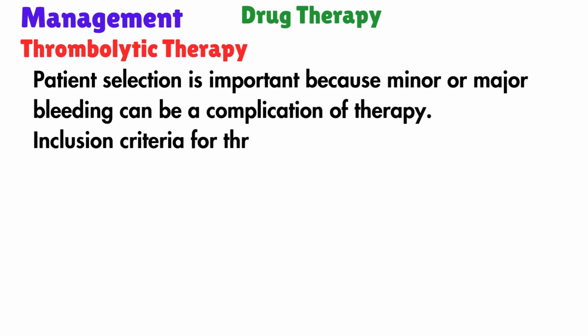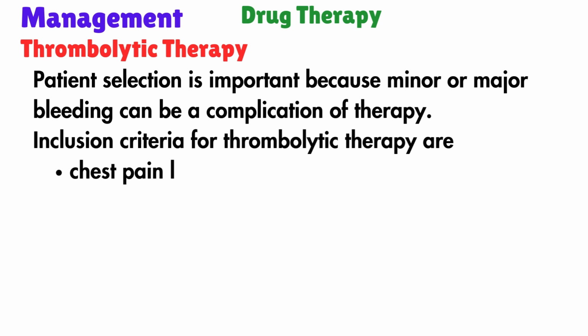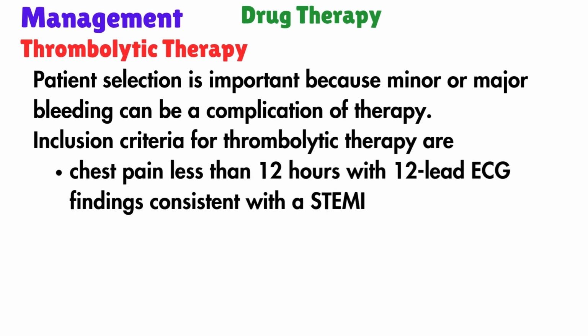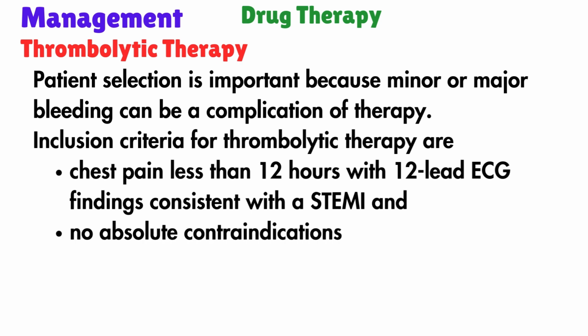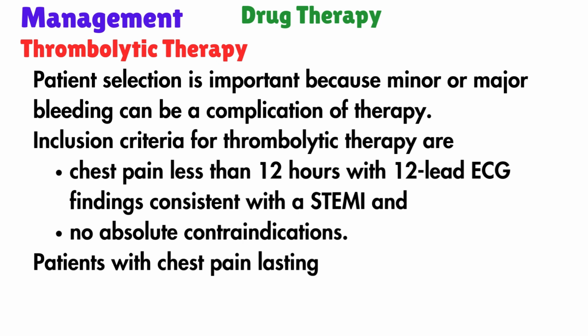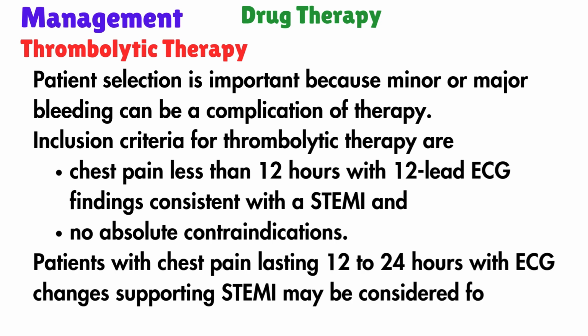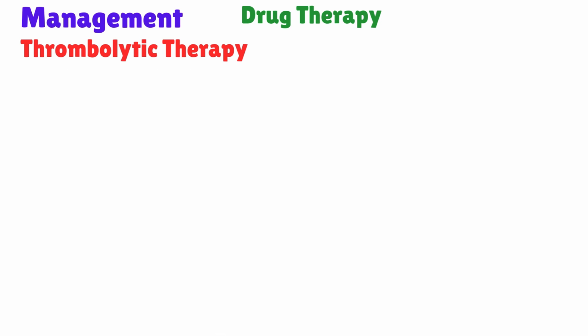Inclusion criteria for thrombolytic therapy are chest pain less than 12 hours with 12 lead ECG findings consistent with STEMI and with no absolute contraindications. Patients with chest pain lasting 12 to 24 hours with ECG changes supporting STEMI may be considered for thrombolytic therapy. We will see the procedure, how we can give thrombolytic therapy.